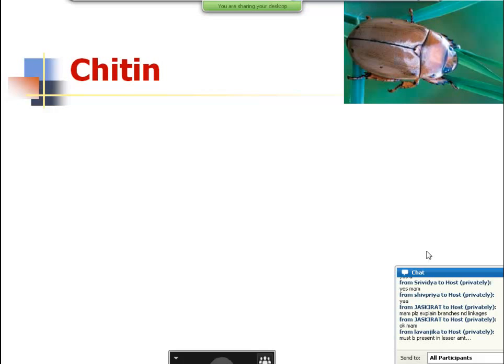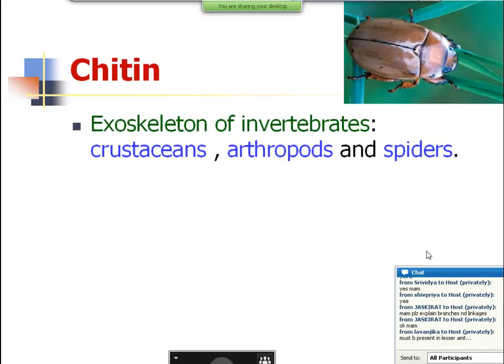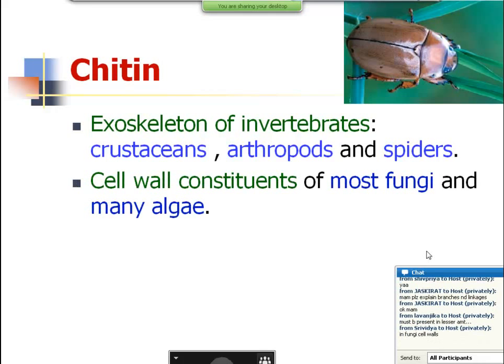Then coming to chitin. Cellulose is the most abundant polysaccharide in nature, followed by chitin. So where do you see chitin? In the exoskeleton of several crustacean species, invertebrates, insects, spiders. All these organisms have chitin as their exoskeleton, a protective layer, and also in several fungi and algae.